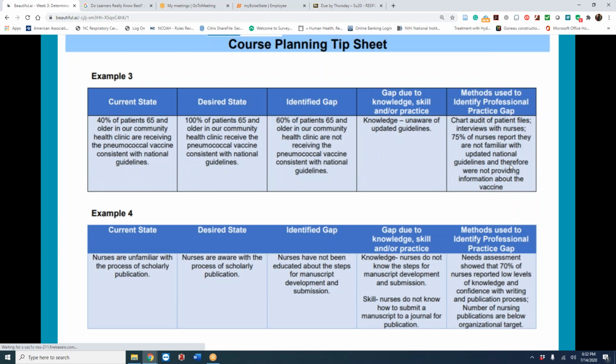One of the desired states would be to make sure that 100% of the patients get the information about the vaccine. Well, I think that's achievable because you could easily make sure that you have a checklist to make sure every patient has that information before they leave.